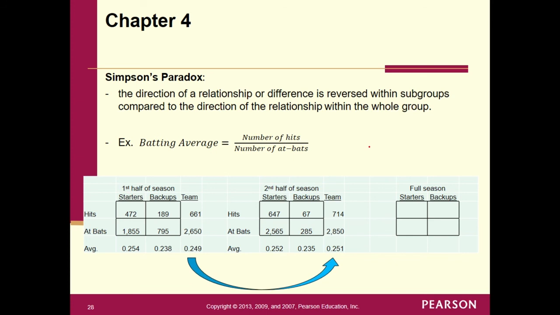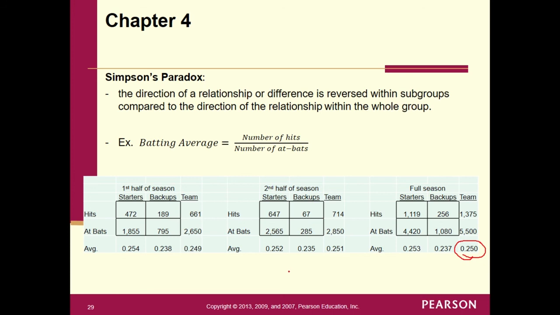And just to sort of prove it to you, if you figured out the total year batting average, notice that the total team batting average turned out to be 250. So it went from 249 up to 250, but within the subgroups, it went down. How in the world did that happen? But it's absolutely true. You can check out all the math. It actually happened. This is the reason why it happened.